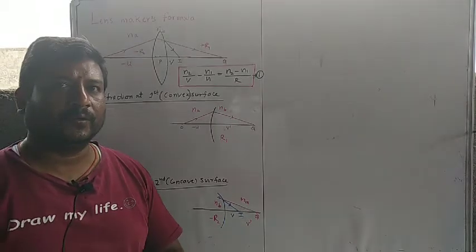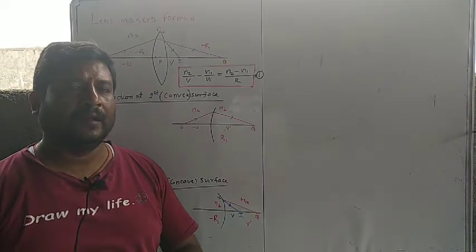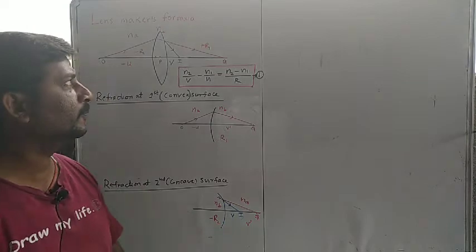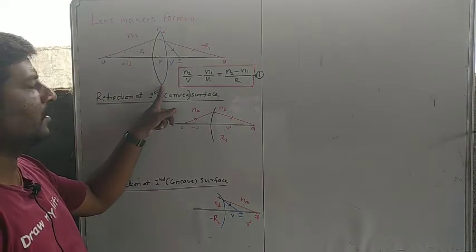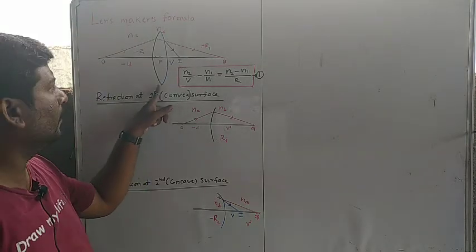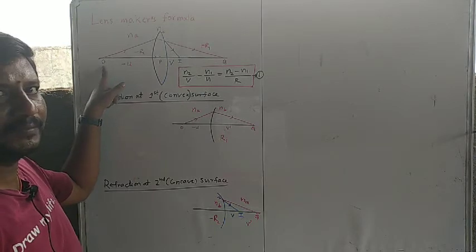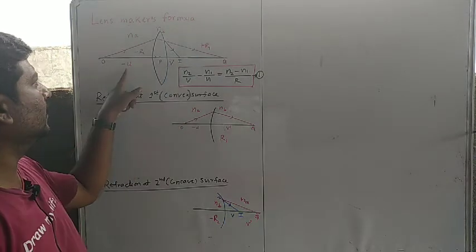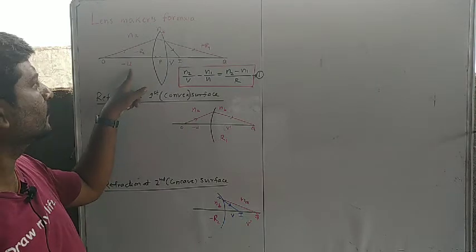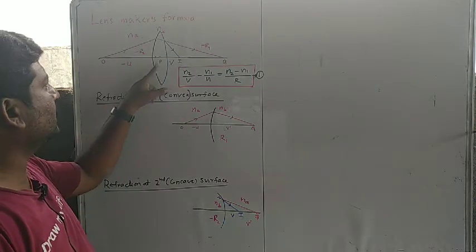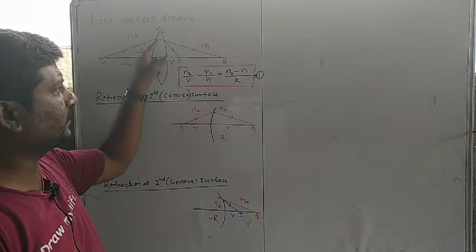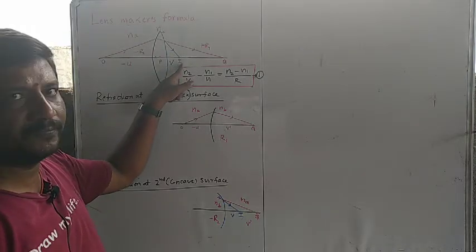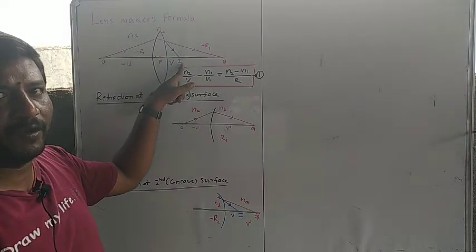Hello children, today we are going to derive lens maker's formula. This is a convex lens. We place a point object on principal axis at u distance. This lens forms the image at I. The final image will be formed at I.